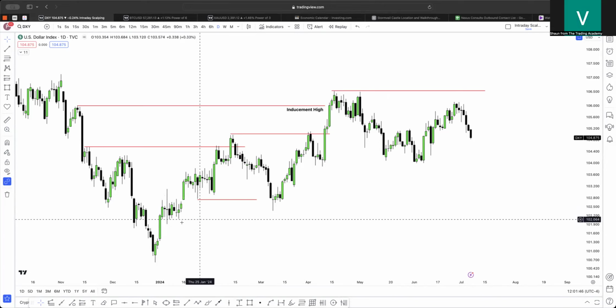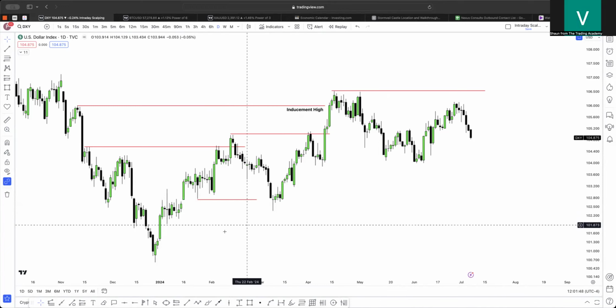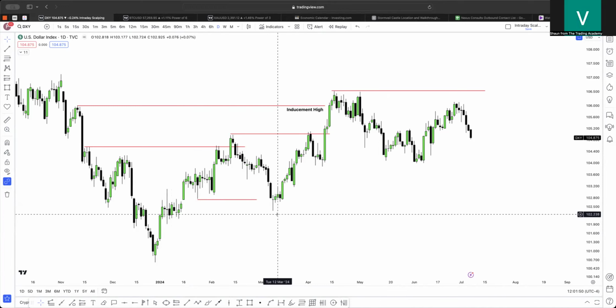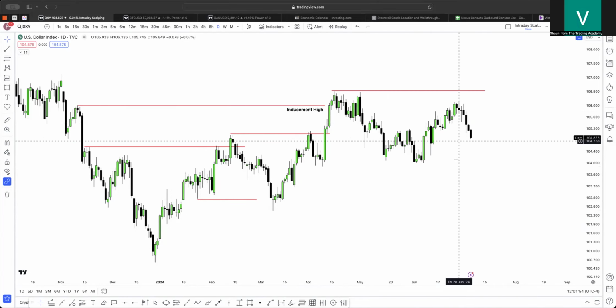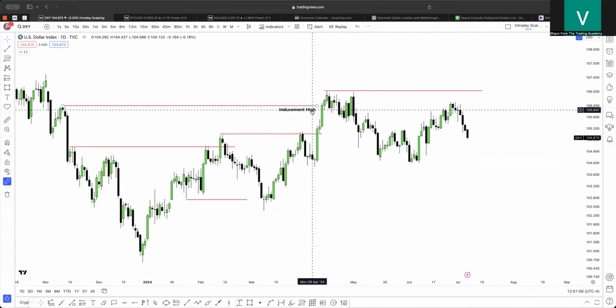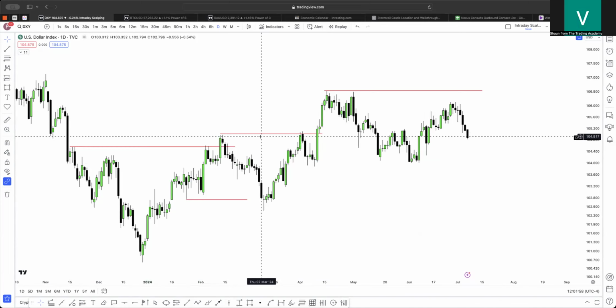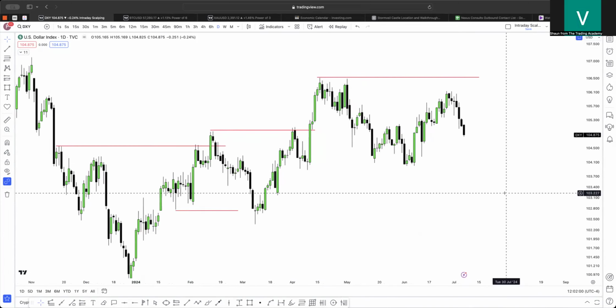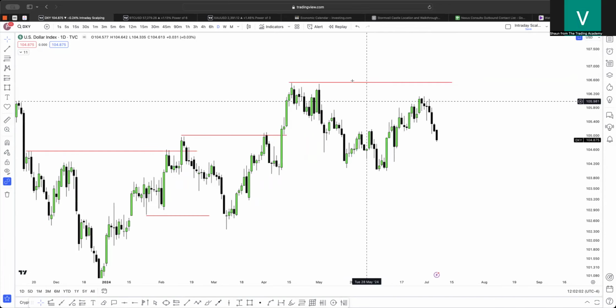Maybe there's an SMT over here with the bonds. Maybe there's an SMT over here with Euro USD. You don't know unless you find it. Okay. So for the weekly analysis, let's take a look now. Let's seriously take a look at that without jumping into a lecture. I almost jumped into a lecture over there. Okay. So what can we see?